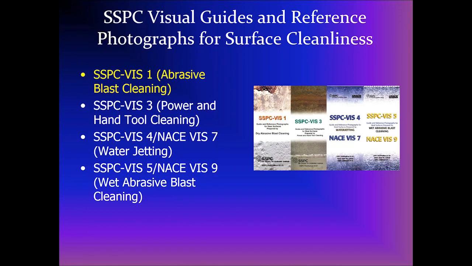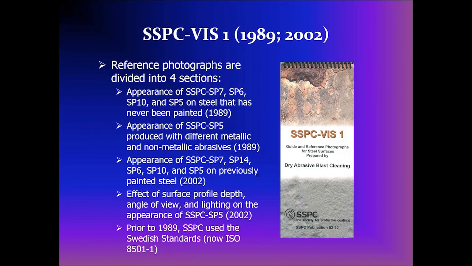Now for the visual guides. You see there are 4 SSPC visual guides here for surface cleanliness. The one on the left is a dry abrasive blast cleaning. That's the one we'll be discussing. VIS 3 is hand and power tool cleaning. VIS 4 is water jetting, and VIS 5 is wet abrasive blast cleaning. Again, we'll just be discussing SSPC-VIS 1.